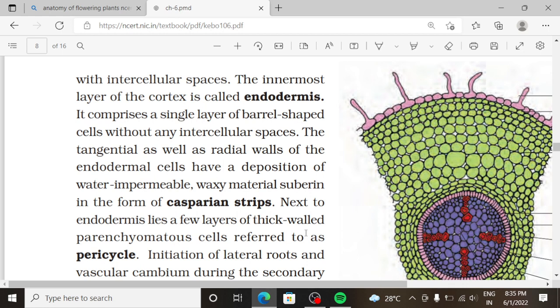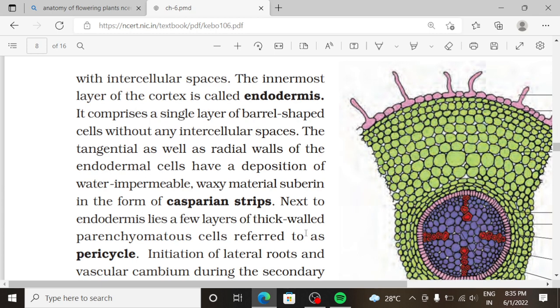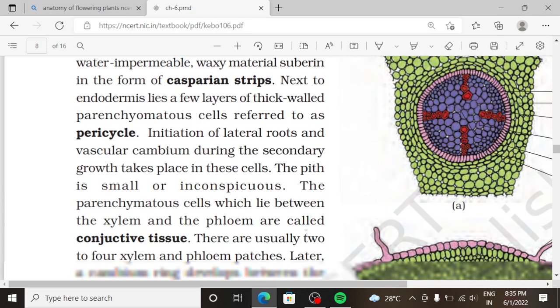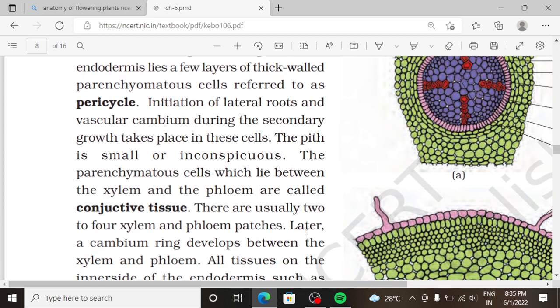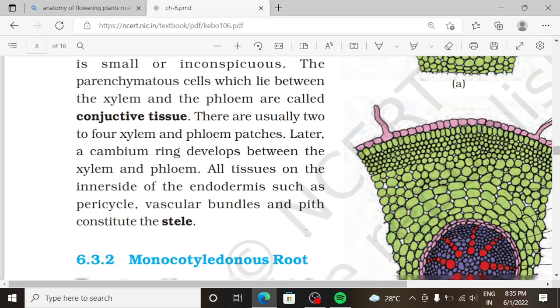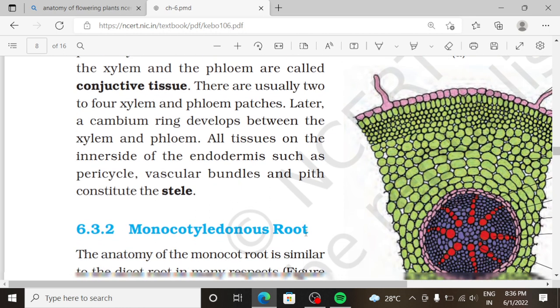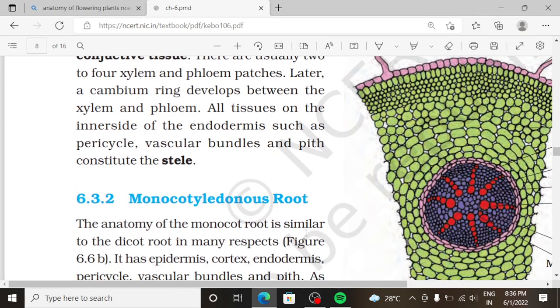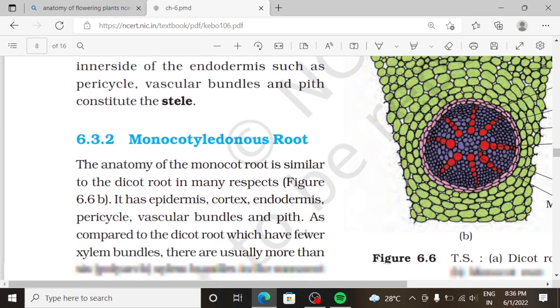Next to the endodermis lie a few layers of thick-walled parenchymatous cells referred to as the pericycle. Initiation of lateral roots and vascular cambium during secondary growth takes place in these cells. The pith is small or inconspicuous. The parenchymatous cells which lie between the xylem and the phloem are called conjunctive tissues. There are usually 2 to 4 xylem and phloem patches. Later, a cambium ring develops between the xylem and phloem. All tissues on the inner side of the endodermis, such as pericycle, vascular bundles and pith, constitute the stele.